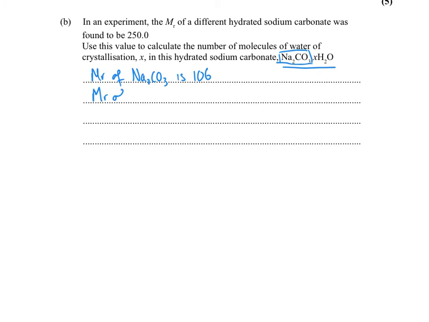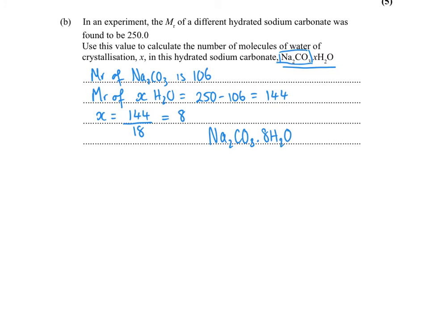So the MR of XH2O is going to be 250 minus 106, which is 144. We need to see how many lots of water we have in 144. So to work out X, we're going to take the 144 and divide it by the MR of water, which is 18. And that goes in 8 times, so that must mean X is 8. That's enough to get you the marks on the question. It's always quite nice, though, to just write out the formula at the bottom.